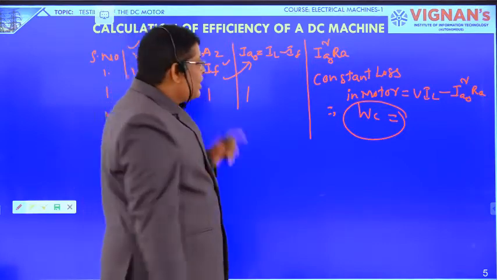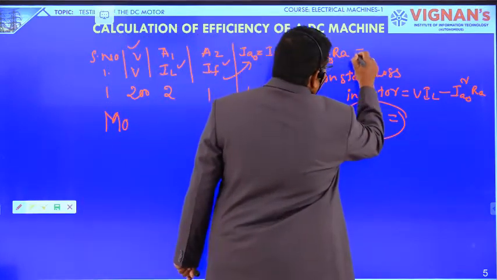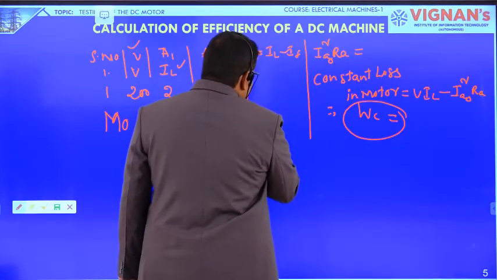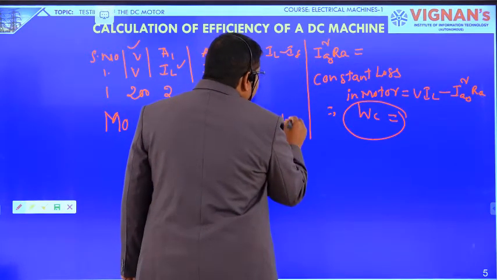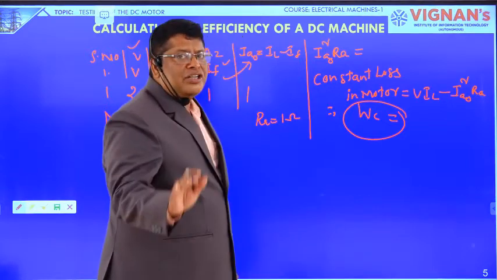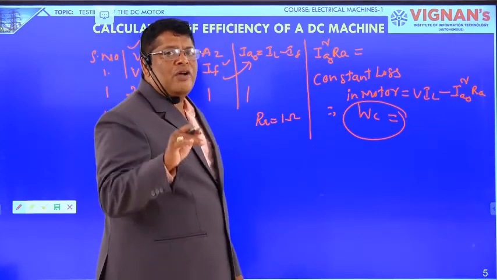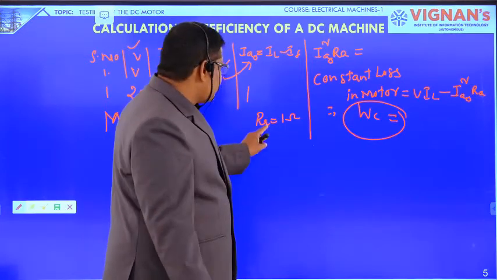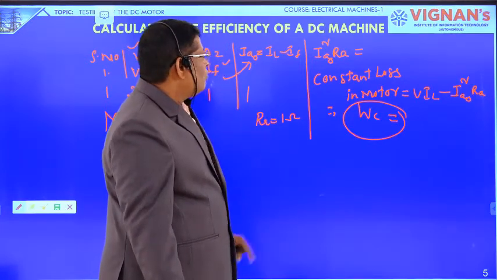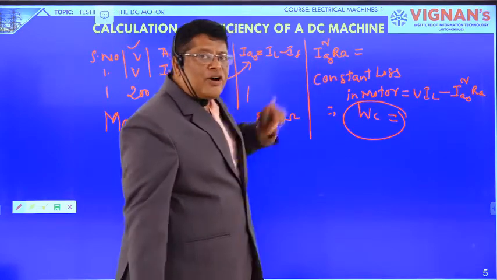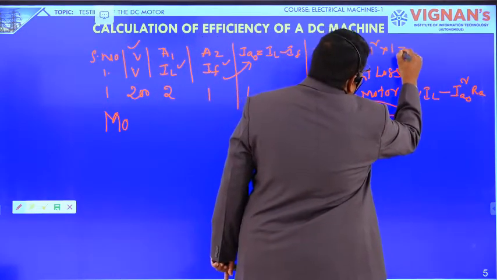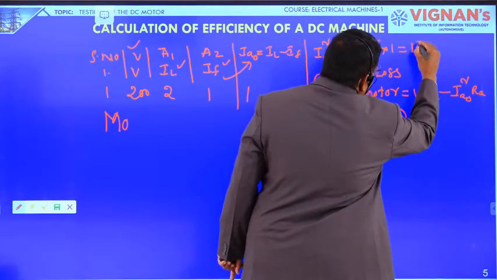Armature resistance you can take as RA equal to 1 ohm. Take some value. Always the armature resistance should be less than 1 ohm for a well designed machine. Suppose we take the RA value equal to 1 ohm, then the armature copper loss equals 1 square into 1, which becomes 1 watt.